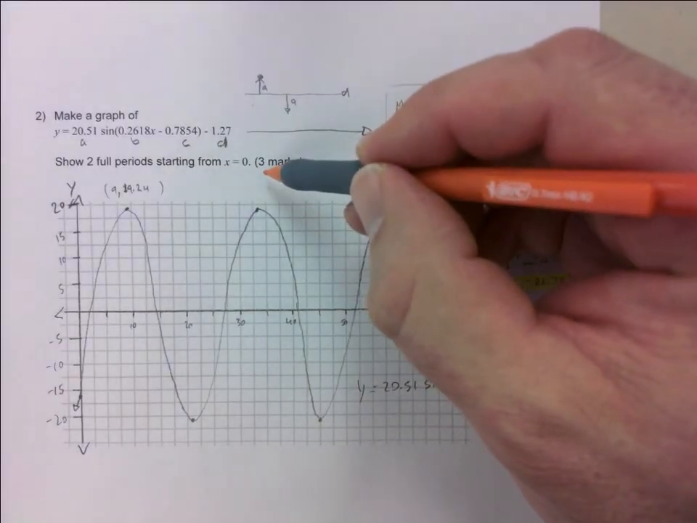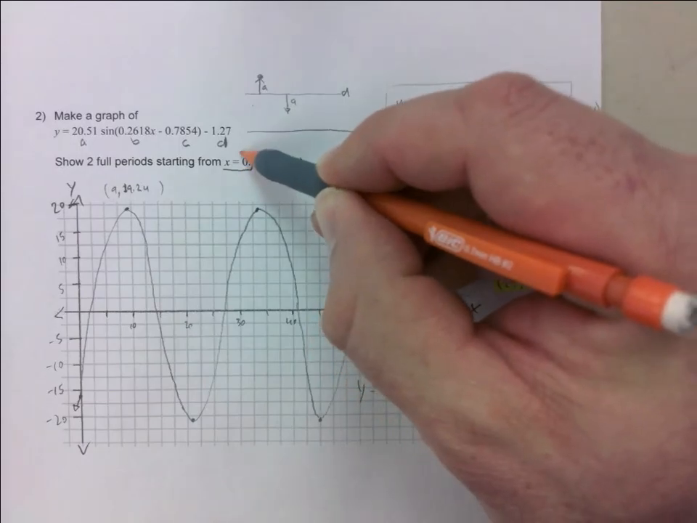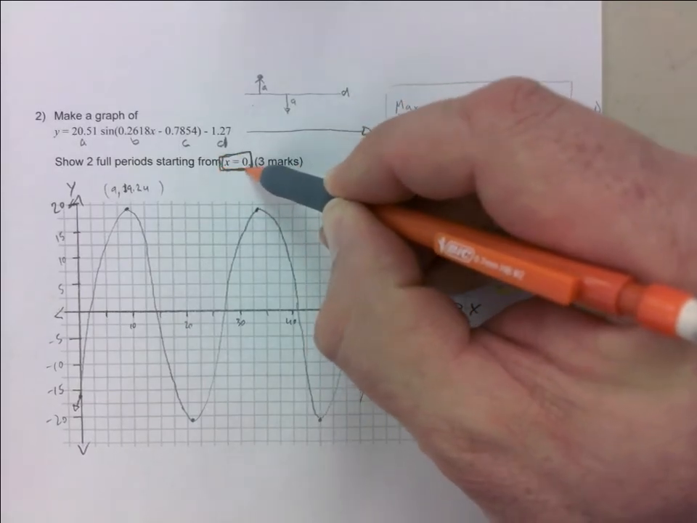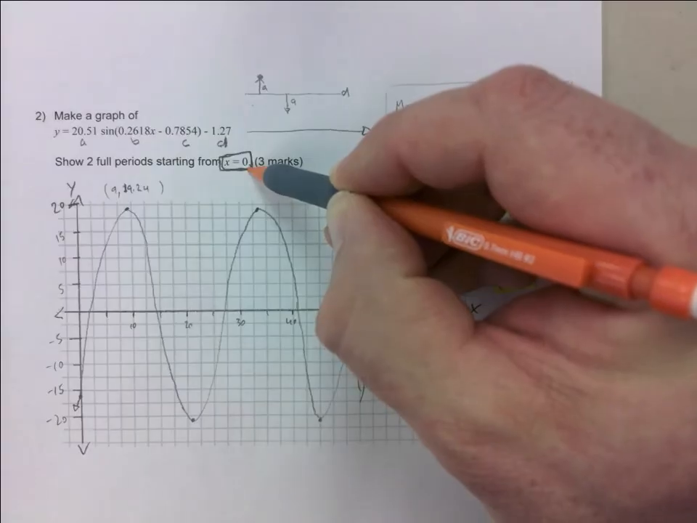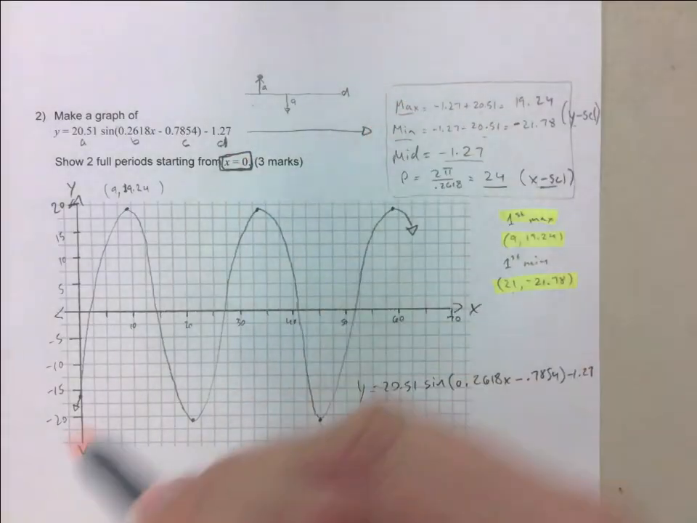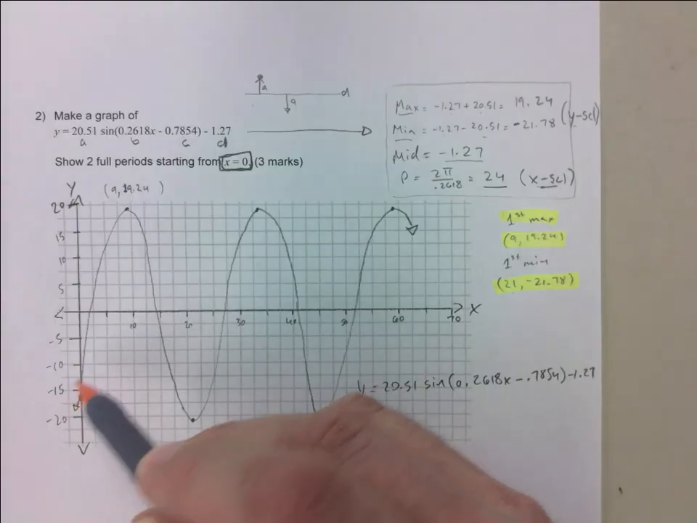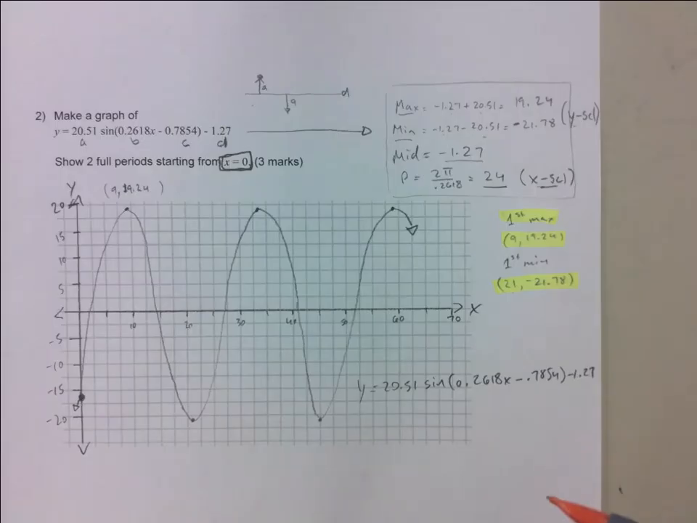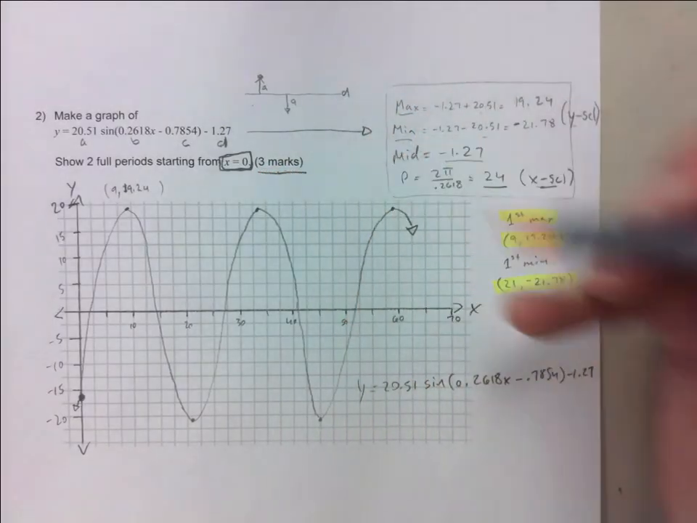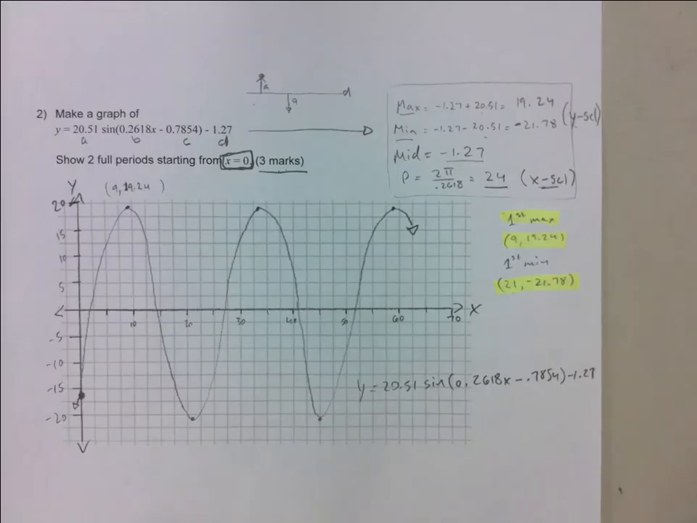Okay. Oh, it did say starting from x equal to 0. Oops, I didn't. Well, you read it. It was there. So good thing that I added this point, right? So we're good. My graph reflects that, so we're good. So if you have this, I'll give you the 3 marks today.